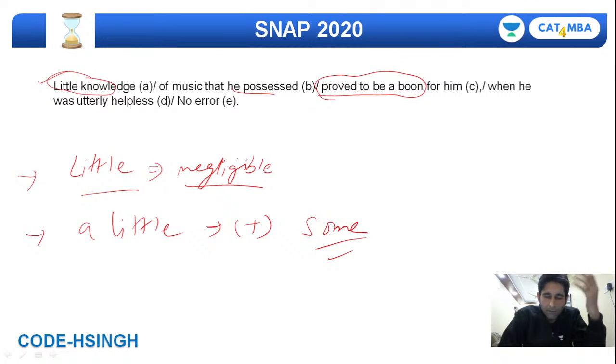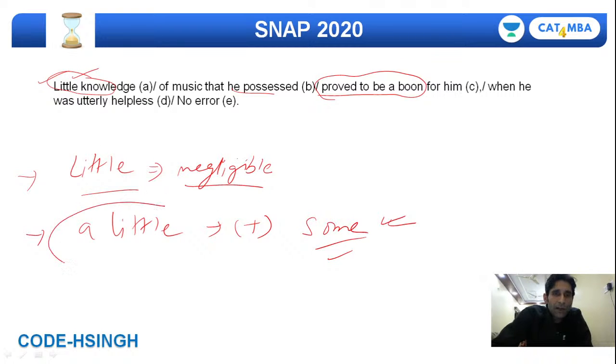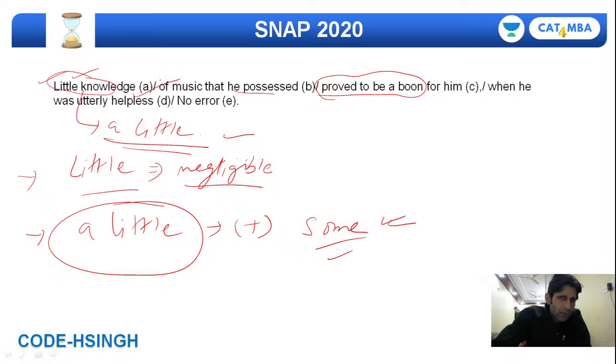And boon is like वरदान. ठीक है, so when I say something is a boon for me, okay, it means it's a blessing. So guys, it's clearly a positive situation. Okay, so I don't need a negative connotation ka adjective little. I need a positive connotation wala a little, because what I actually want to say is some. So guys, this is the answer. The answer should be a little. A very popular question. Answer is A option. Okay, so I hope all of you have understood this question.